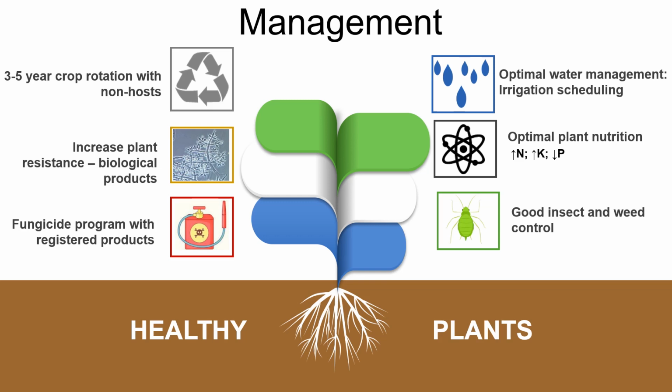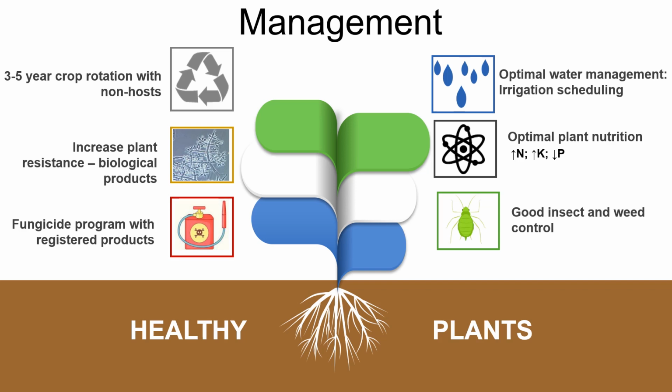Optimal plant nutrition is important, and in this case what we need to look at in the management of Alternaria solani particularly is to increase nitrogen and potassium and lower phosphorus. Nitrogen and potassium will keep the plants in more of a vegetative state, thus slowing down senescence.